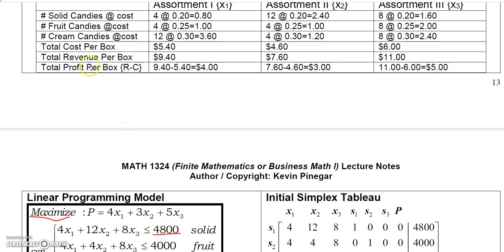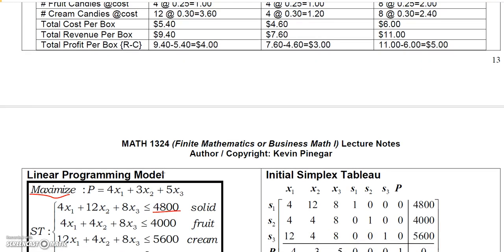Then you do the same thing for fruit. Each box 1 is going to require 4 fruit candies, each box 2 is going to require 4 fruit candies, and each box 3 is going to require 8 fruit candies. So 4x1 plus 4x2 plus 8x3 is the total fruit candies you're going to actually use, and that has to be less than or equal to 4,000.